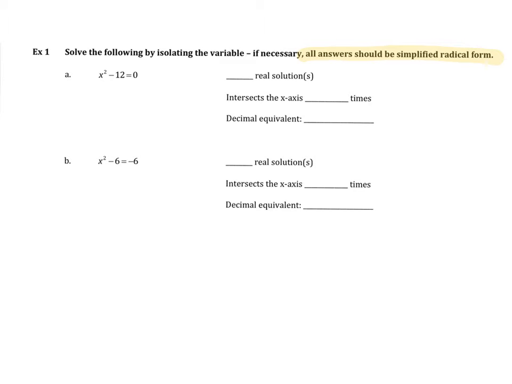Okay, so welcome back. Example 1 says solve the following by isolating the variable. If necessary, all answers should be in simplified radical form. This is why we spent time on the warm-up reviewing how to simplify radicals, because all of our answers need to be exact, okay? So this means exact solutions, not approximate.